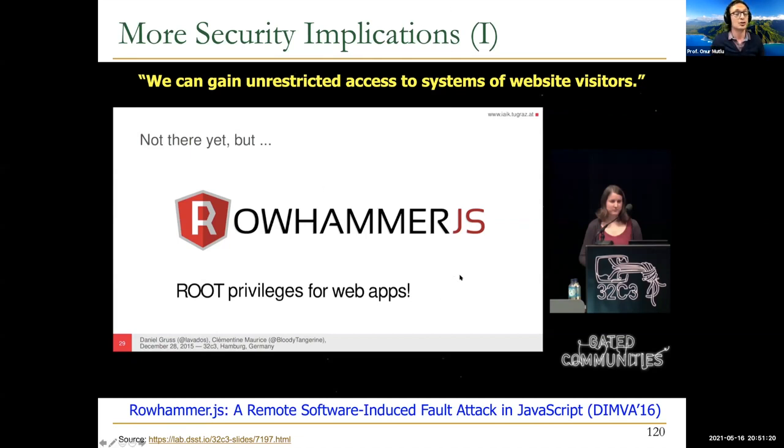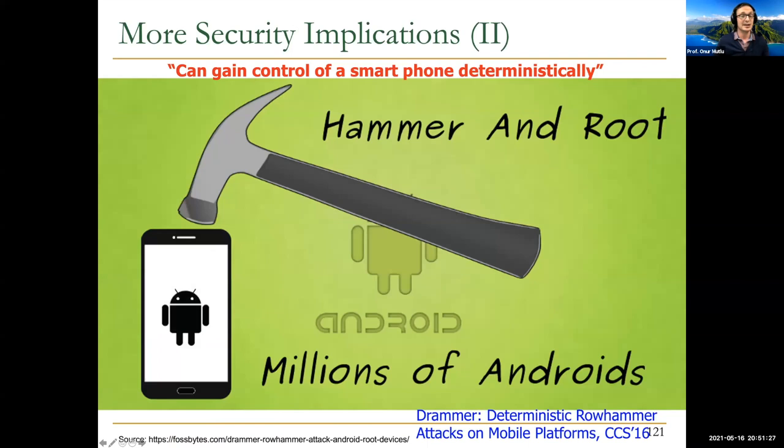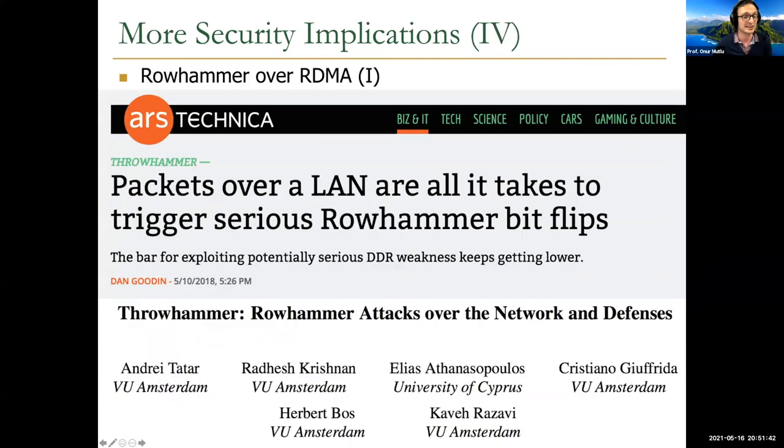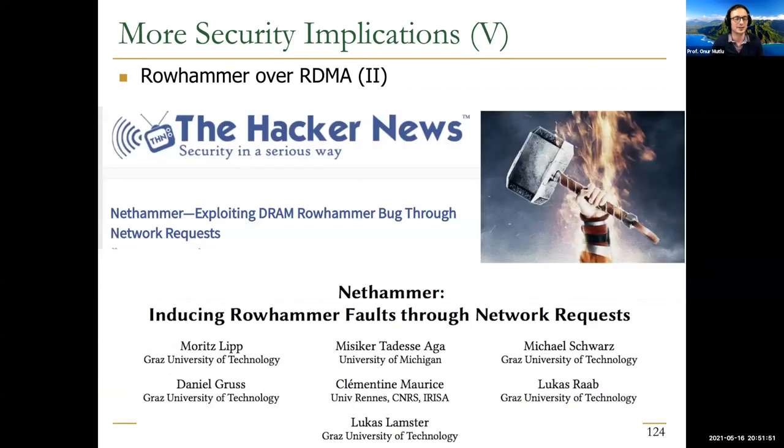But these folks actually showed that you could remotely gain access to systems of website visitors using rowhammer. These folks showed that you can gain control of a smartphone deterministically. I'm not going to go into the details, but these are beautiful papers, actually. And you can download this app, I think. Other folks show that you could do these rowhammer attacks much faster with GPUs so that you can hammer the memory much faster. Other folks show that you could do this through the remote direct memory access interface so that you can actually take over a remote computer. And these folks actually did the same thing concurrently.